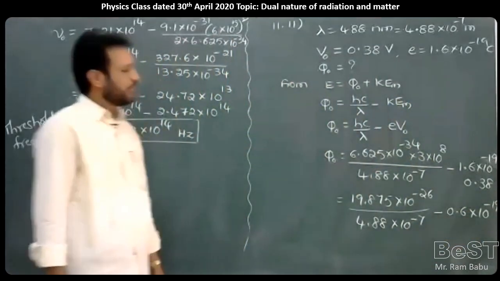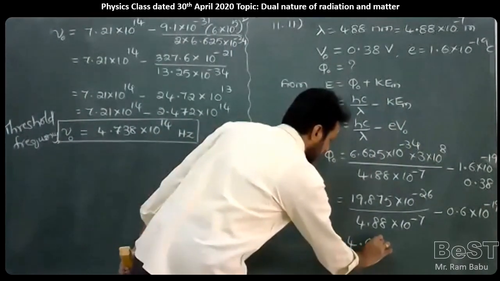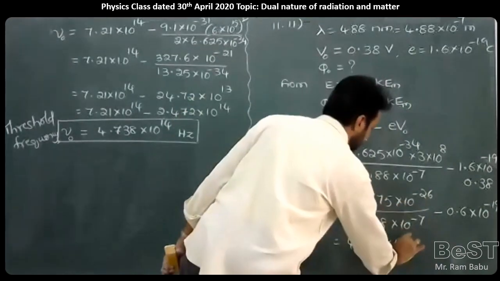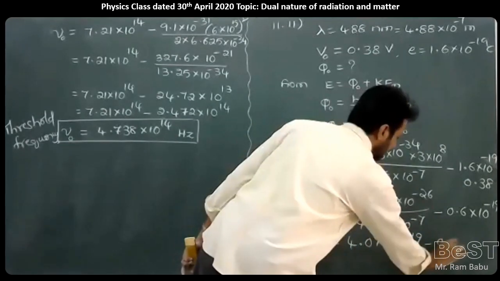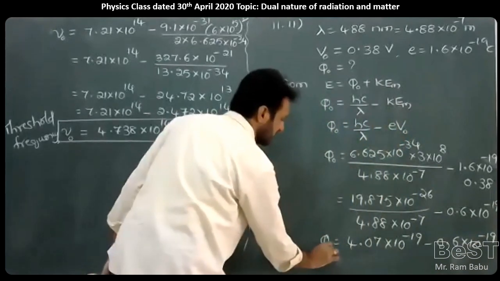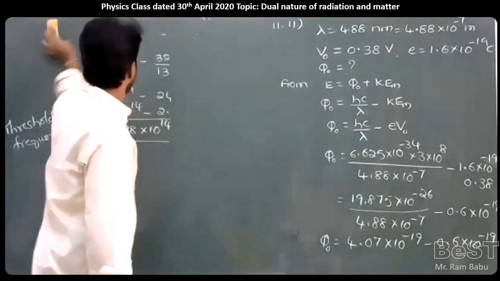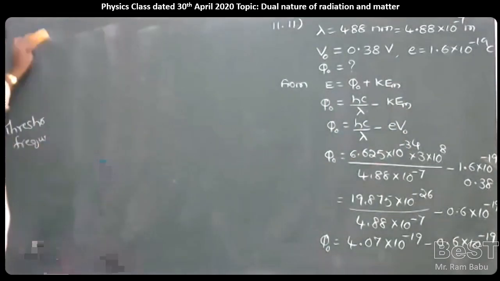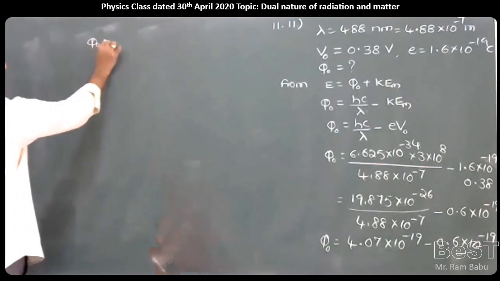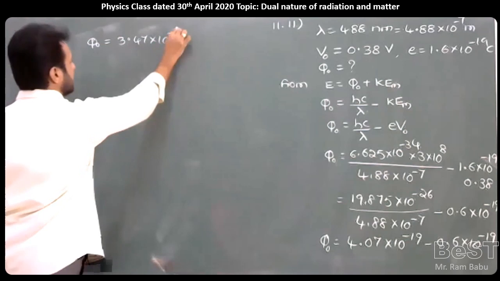19.875 by 4.88, 4.07 into 10 to the power of minus 26 plus 7 is equal to minus 19, minus 0.6 into 10 to the power of minus 19. 10 power minus 19 we can take common and subtract 4.07 minus 0.6. Phi naught is equal to 3.47 into 10 to the power of minus 19 joule.